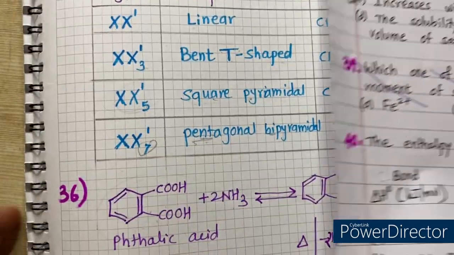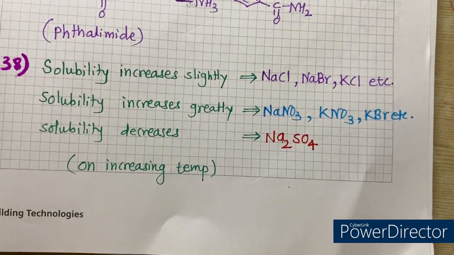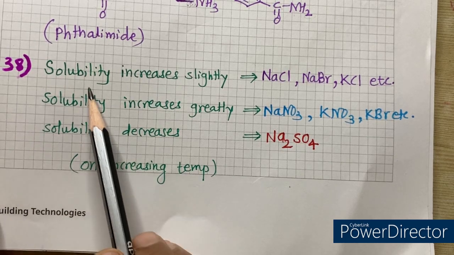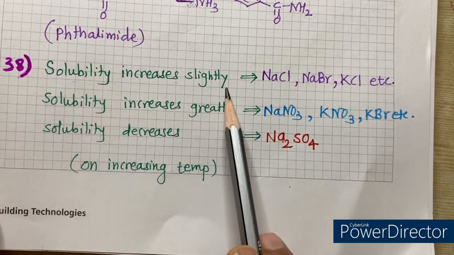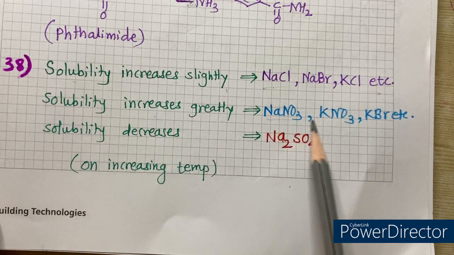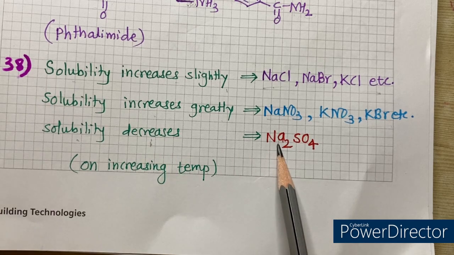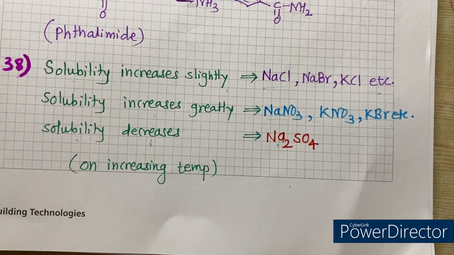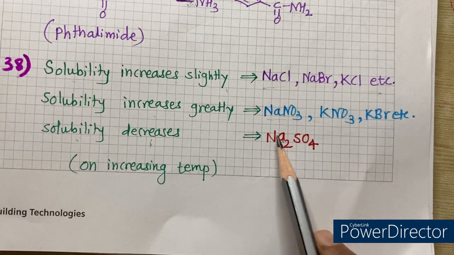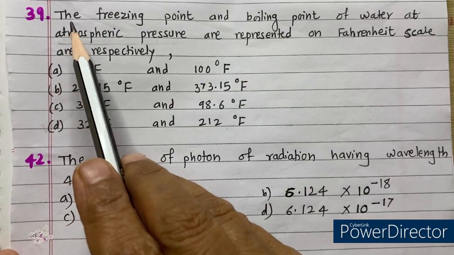Now see here, remember some points here. A question may be asked separately on this point. Solubility increases slightly for these compounds, increases greatly for these compounds, and solubility decreases for this compound. Okay, some other examples are also available, but these examples are given in our textbook. Okay, on increasing temperature.